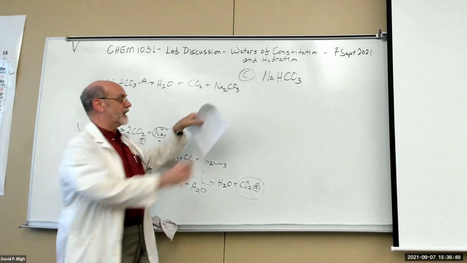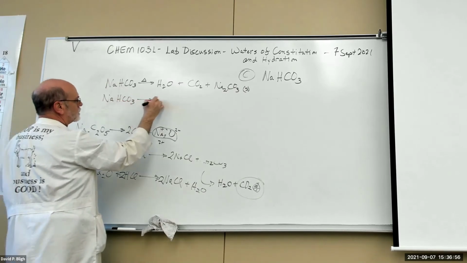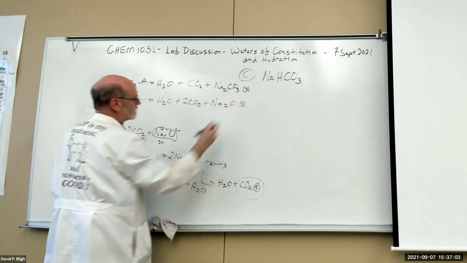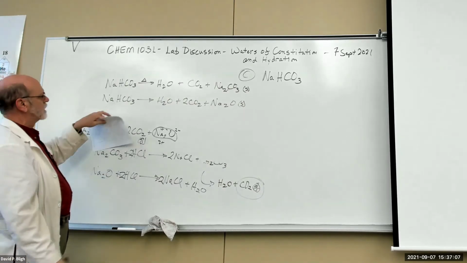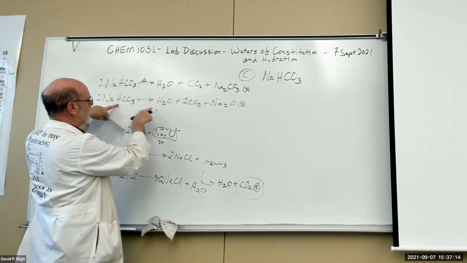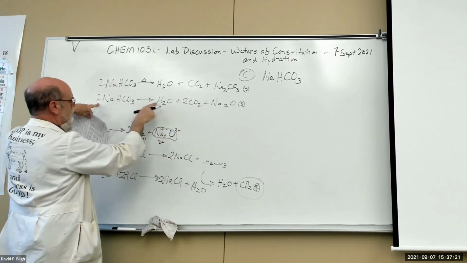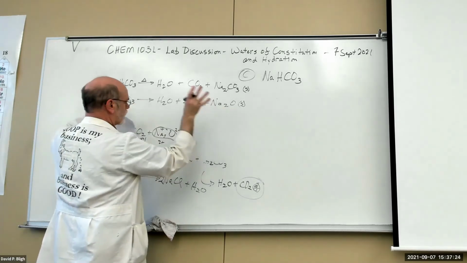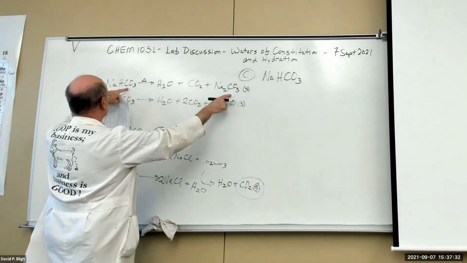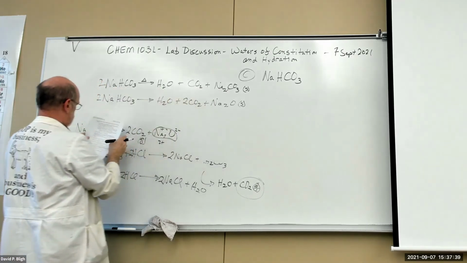Remember, that's the solid left behind. Or it could produce this. Like that. Then we need to balance it. Let's see. 2 sodiums. 2 sodiums. 2 hydrogens. There's 2 hydrogens. Yeah, that's good. 2 CO2s. 2 C's. Oh, that's good. This one's balanced. How about this one? Let's see. 2 sodiums. 2 carbonates. 2 hydrogens. That one's not balanced.